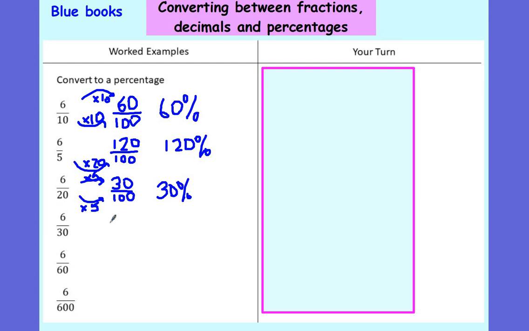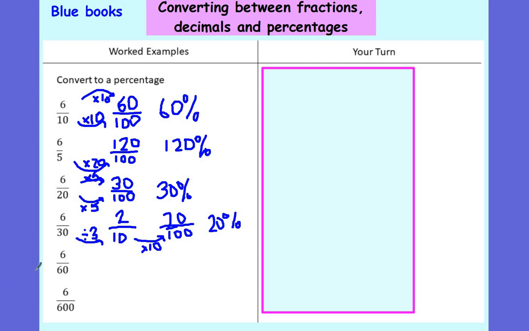Aha! But now I've got one, 6 over 30. Now 30, I can't multiply that by a whole number to get 100, so I've come unstuck. However, what I can do is divide it to give me something over 10. If I divide top and bottom by 3, 6 divided by 3 is going to give me 2. And now I've got 2/10. And I can convert that to something over 100 by multiplying by 10. So that would give me 20%.